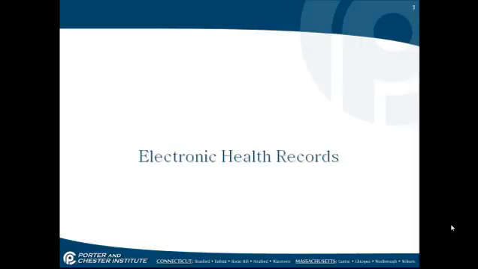Today we're going to look at electronic health records, and we're going to talk about how they first began, how they'll be implemented, and then how we will use them going forward to satisfy the needs of health providers.